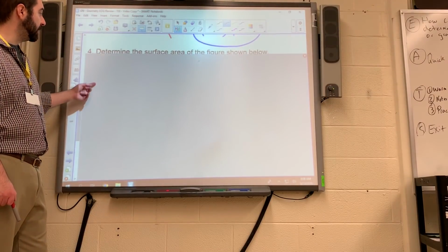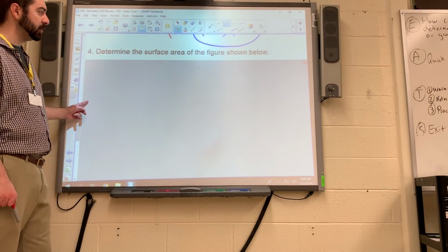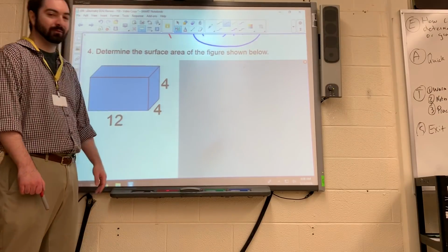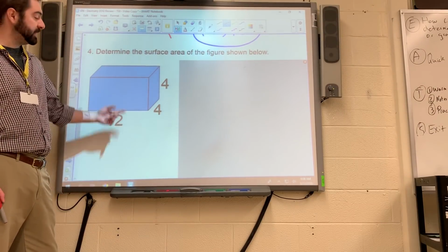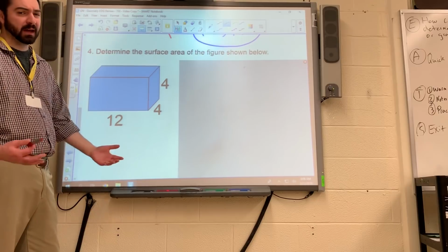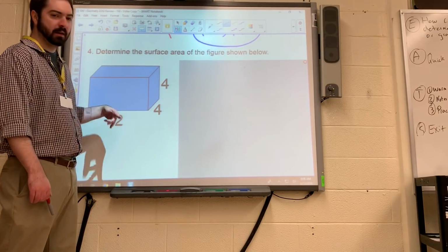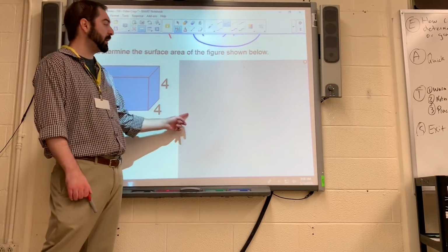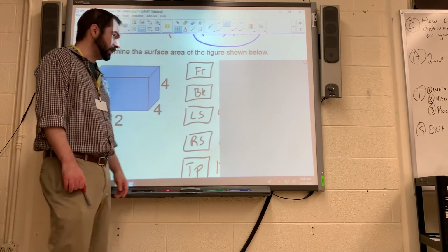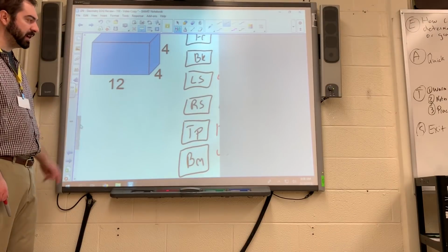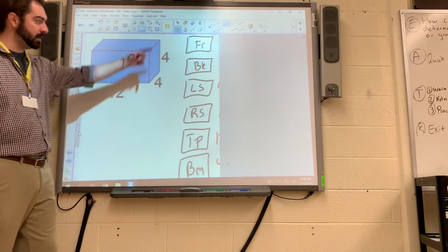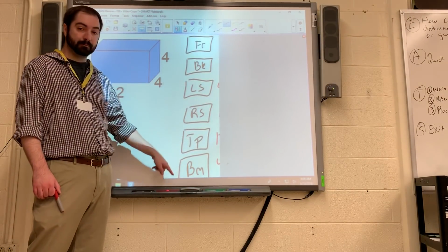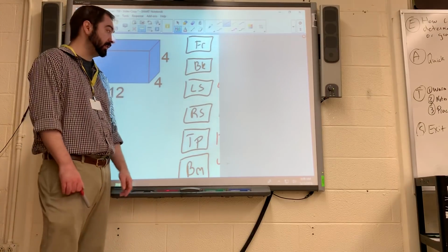Number 4, determine the surface area of the figure shown below. So here's our figure. We have a rectangular prism. Well, there's 6 sides to all rectangular prisms. They're kind of like a shoebox. We have a front, a back, a left side, a right side, a top, and a bottom. So the first thing we need to do in this problem is literally break it apart. So again, all I did was take the 6 sides and I broke them apart and labeled them. Front, back, left side, right side, top, bottom. That helps you keep your work nice, neat, and organized.